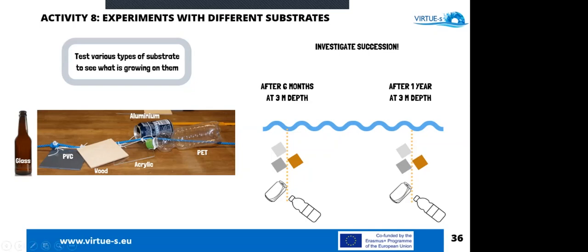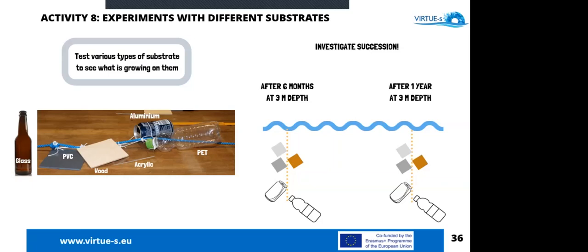They left the structure at 3 meters depth, so in well-lit waters. In this way, they simulated the biofouling of common marine litter found in the ocean. Marine litter is raising big concern, also because it can be a vector for the introduction of alien marine species, because they attach to the litter and can travel with marine currents.